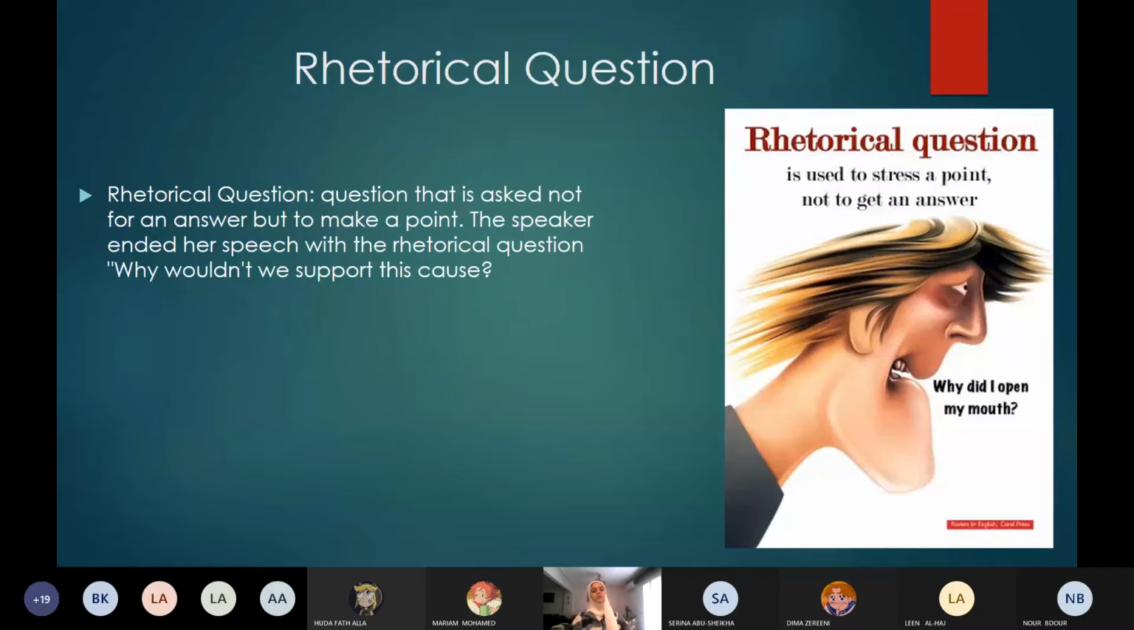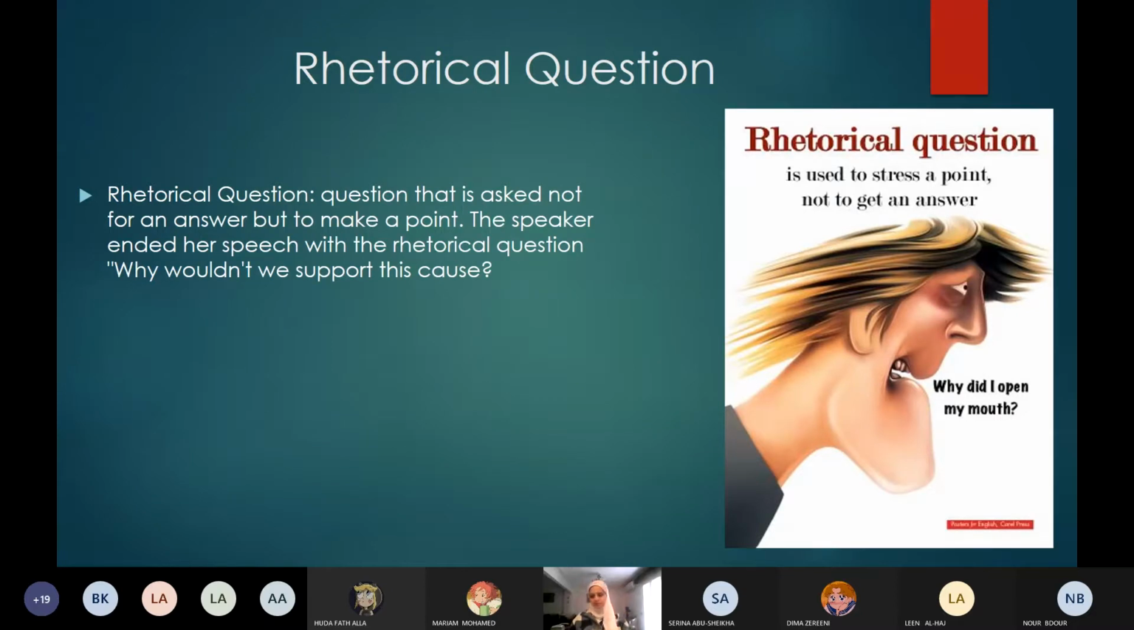So for example, if a speaker is giving a speech and she wants to encourage or persuade people to do something, she says, why wouldn't we support this cause? Maybe they want to stop using gasoline that kills bees. So at the end, she says, why wouldn't we stop it? She is not waiting for the audience to reply to her. No, she is convincing them that we have to do this. A person who blames himself asks a question and is not waiting for an answer. This is a device in persuasion, a rhetorical device, which is called a rhetorical question. You ask a question to attract people's minds, to make them focus with you.